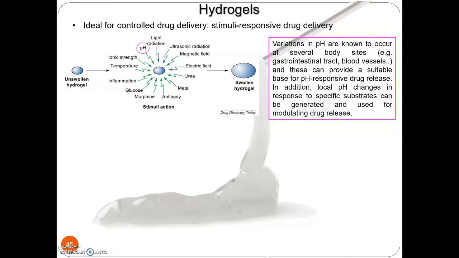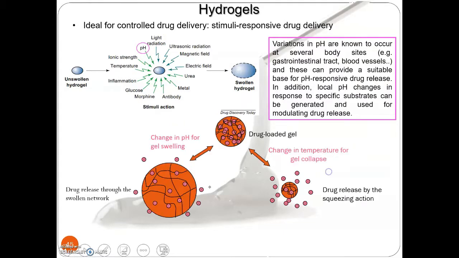So why are these polymers very important? Because we can take the polymer and put the drug inside this gel polymer. This polymer can swell or collapse. By swelling, by modifying the pH, the polymer chains imbibe water and swell, and thus the drug is released out from the gel. Or instead of swelling, the gel can collapse by changing the temperature.